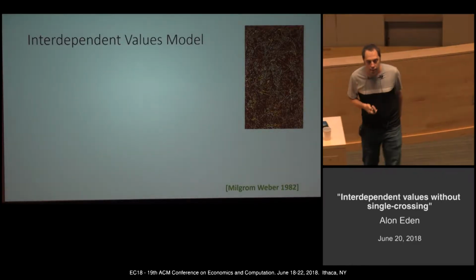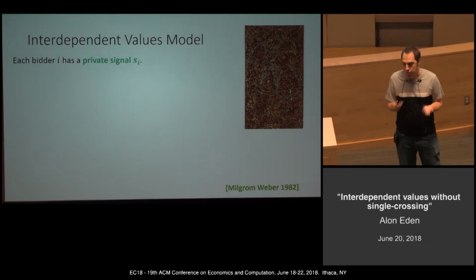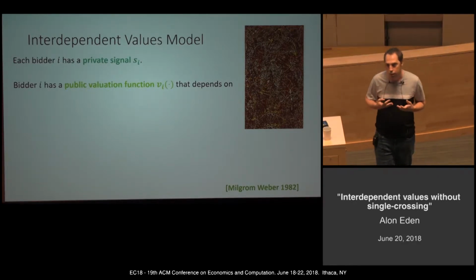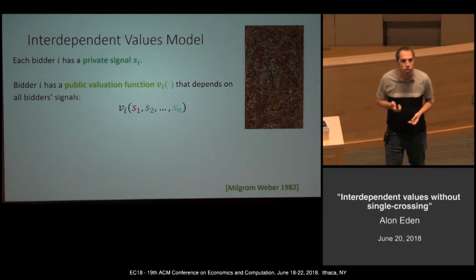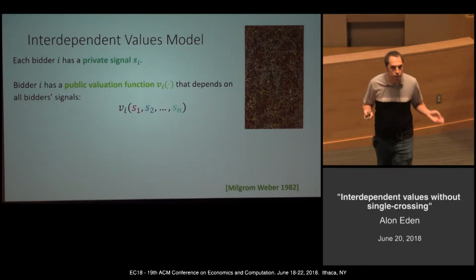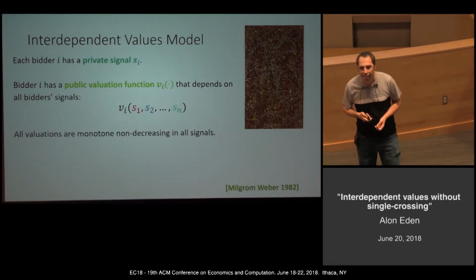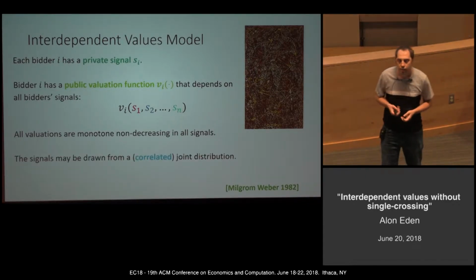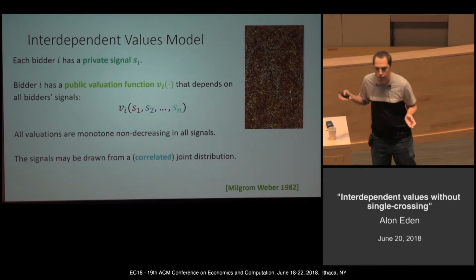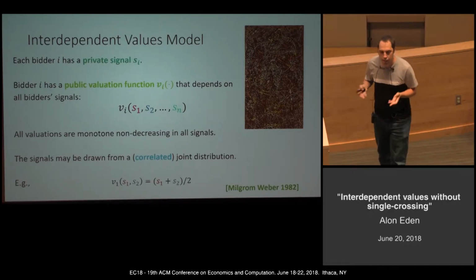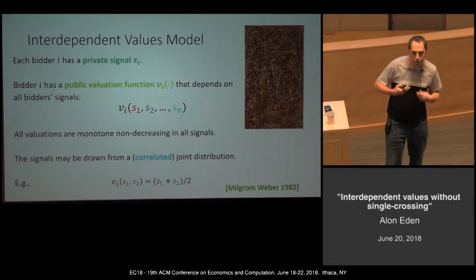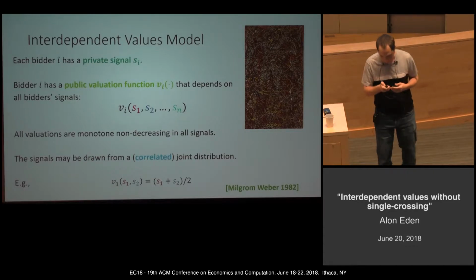So more formally, what's the setting? Each bidder has some piece of information, some signal s_i, but his value, his public valuation function, which is known to all, is a function of all the private signals of all the bidders. So the valuation function maps the entire data of all the players to some real number. Because it captures some correlation, the signals might as well be drawn from some correlated joint distribution. Here's a simple demonstration of such a function. You can think about my value for something as the average of my estimate and yours.